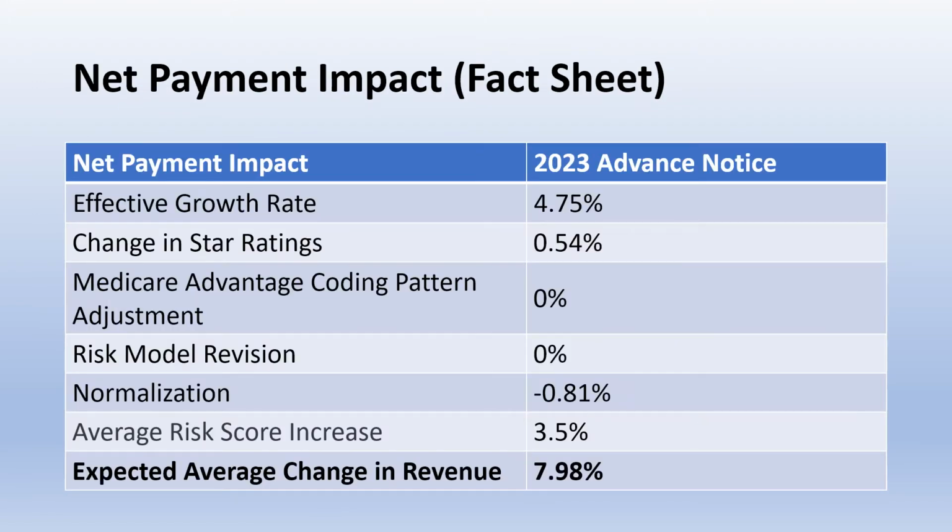This table indicates the expected impact of the proposed policy changes on MA plan payments relative to 2022. In a fact sheet, CMS said that it expects Medicare costs to grow by 4.75% in 2023 compared to 2022. MA plans will see a 7.98% change in revenue. The average increase in risk scores will be 3.5%.